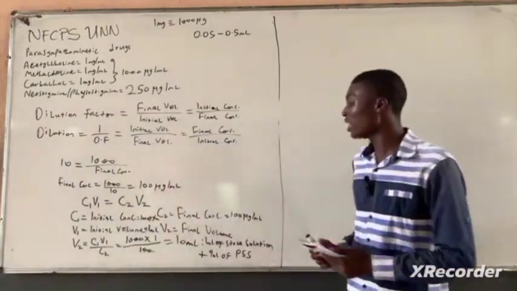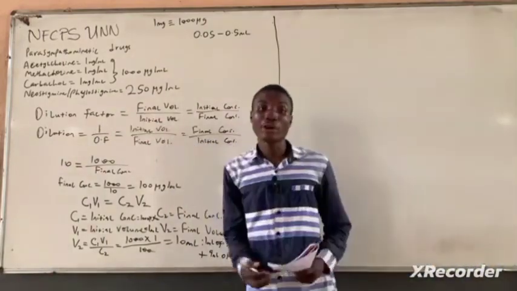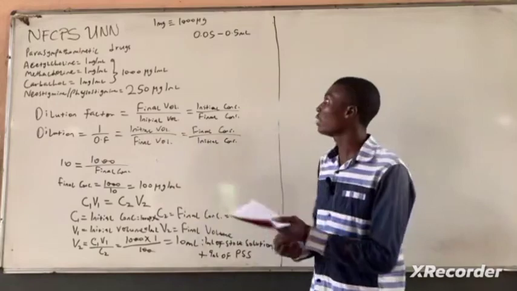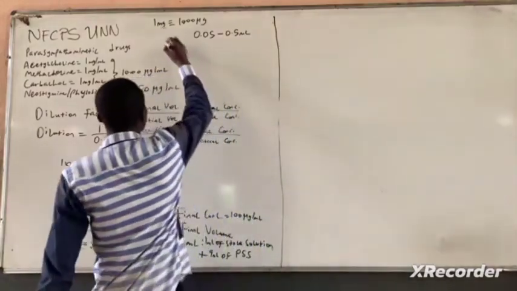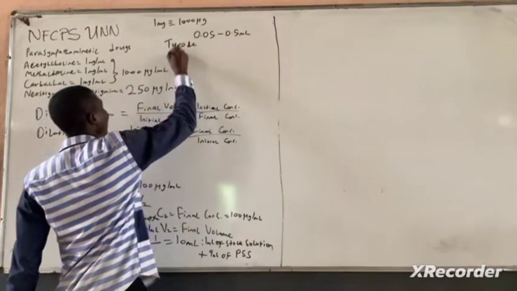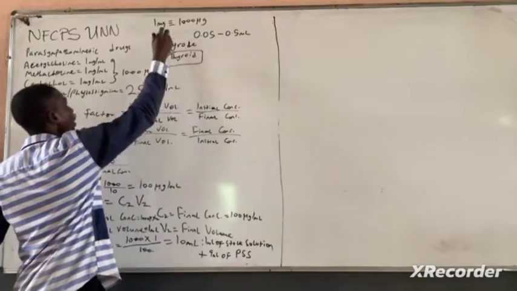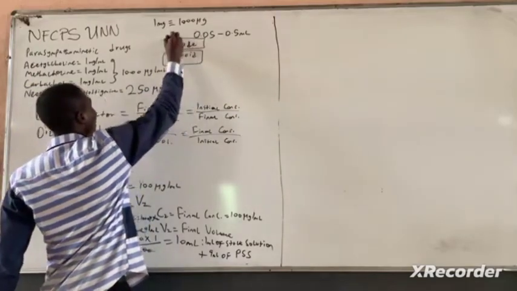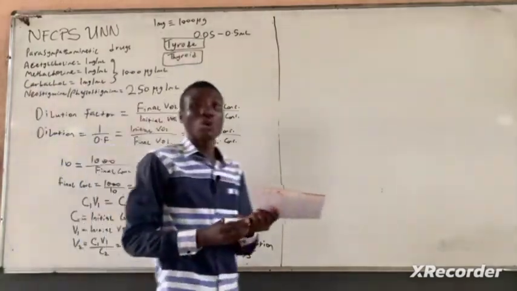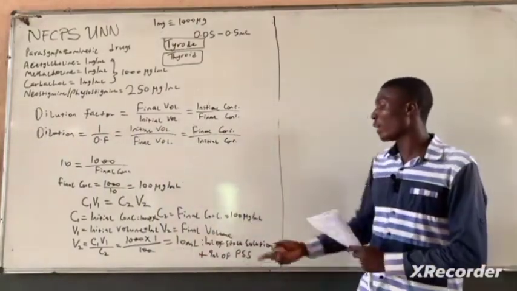But since we are using guinea pig ileum, we're actually working with PSS, which is Tyrode's. I've talked about that before, Tyrode's. And in your examinations, please take note, do not confuse Tyrode's with thyroid. These are two different things. This is an organ in your body, but this is the solution we are talking about here, which is the physiological salt solution.